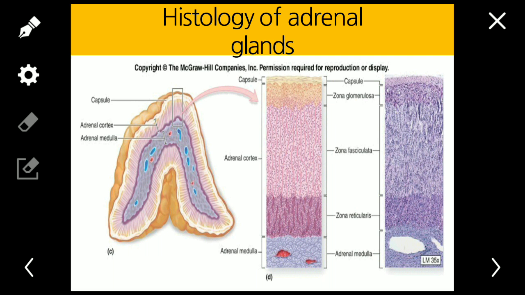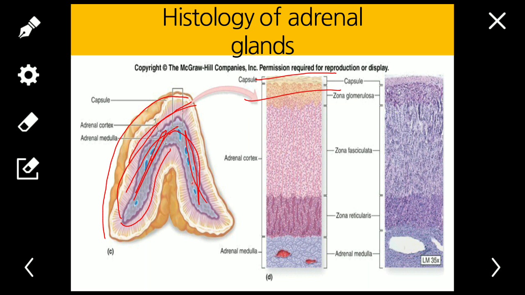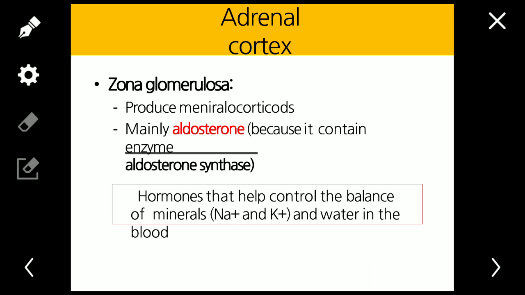So this is the capsule and this is the zona glomerulosa, zona fasciculata, and this is the adrenal medulla. So capsule, glomerulosa, fasciculata, then reticularis, then medulla. So these are the physiological zones of the adrenal gland.